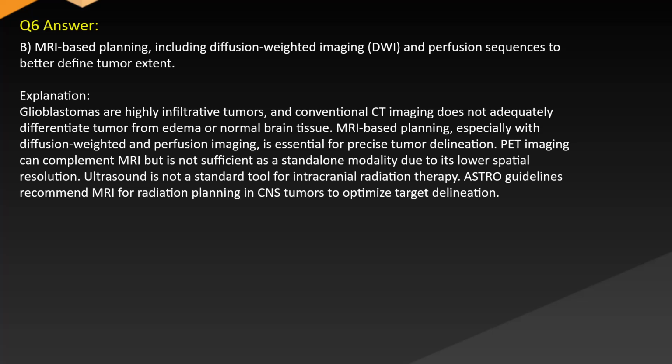Answer. B. MRI-based planning, including diffusion-weighted imaging, DTI, and perfusion sequences to better define tumor extent. Explanation. Glioblastomas are highly infiltrative tumors, and conventional CT imaging does not adequately differentiate tumor from edema or normal brain tissue. MRI-based planning, especially with diffusion-weighted and perfusion imaging, is essential for precise tumor delineation. PET imaging can complement MRI but is not sufficient as a standalone modality due to its low spatial resolution. Ultrasound is not a standard tool for intracranial radiation therapy. ASTRO guidelines recommend MRI for radiation planning in CNS tumors to optimize target delineation.